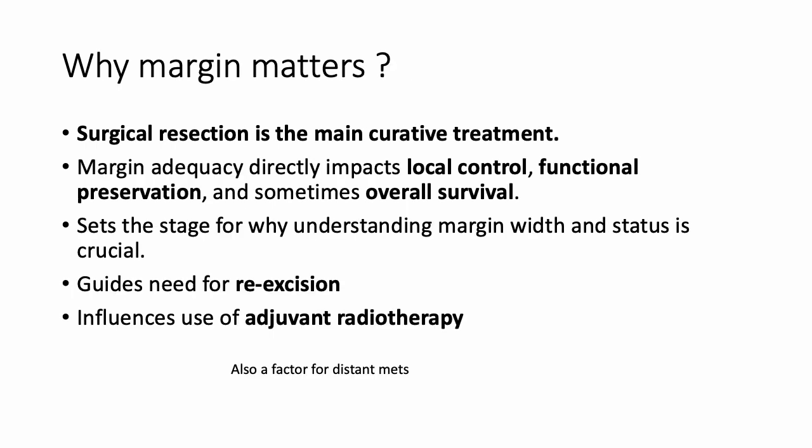The next question for today's presentation is why margin matters in soft tissue sarcoma. Surgical resection is the curative treatment. The margin adequacy directly impacts local control, functional preservation, and sometimes overall survival as well. It sets the stage for us to ask why understanding margin width and status is crucial, and it guides re-excision and influences the use of adjuvant therapy. Literature also suggests that the margin is the main factor for distant mets as well. Many studies have also recorded distant mets free survival in the case of R0 or R1 resection.